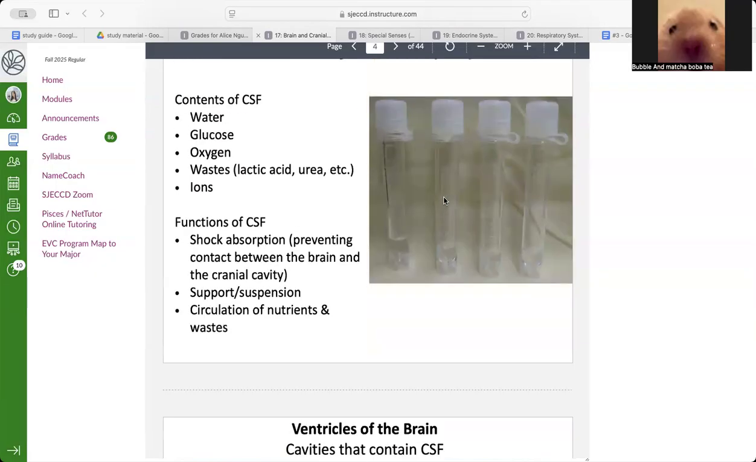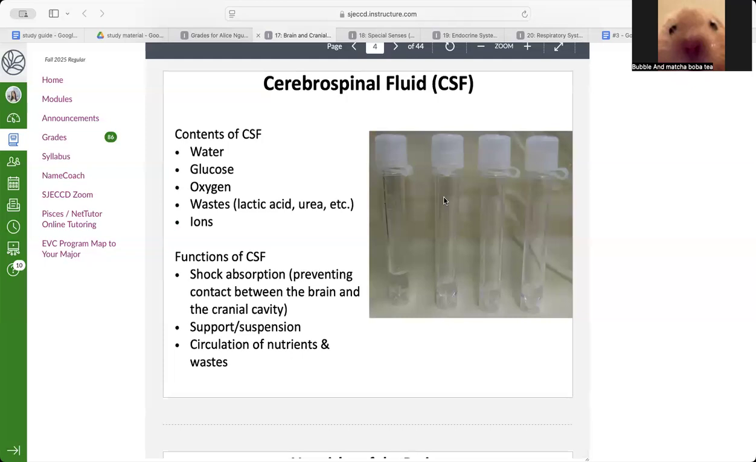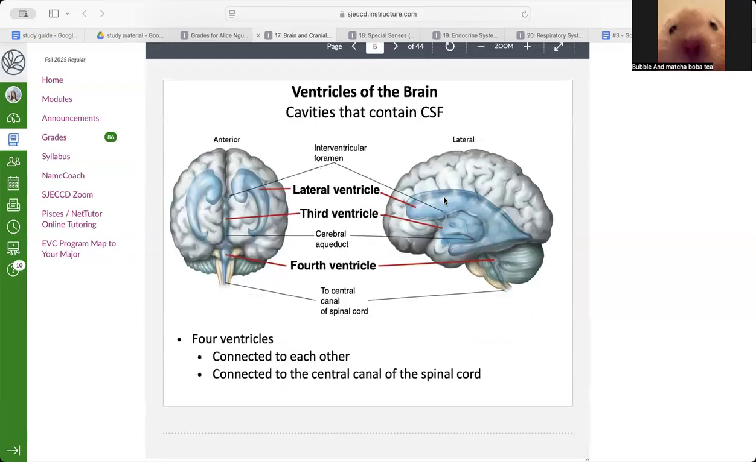So the cerebrospinal fluid is very important. It has water, glucose, oxygen, waste, and ions. It helps with three things. It helps with shock absorption, so it prevents your brain from coming into contact with the cranial cavity and damaging itself. It also supports and suspends your brain, preventing it from collapsing under its own weight, and it helps circulate nutrients and waste to your brain. If you don't circulate, you're going to run out of oxygen, you're going to run out of glucose, and there's going to be a buildup of waste and other terrible byproducts.